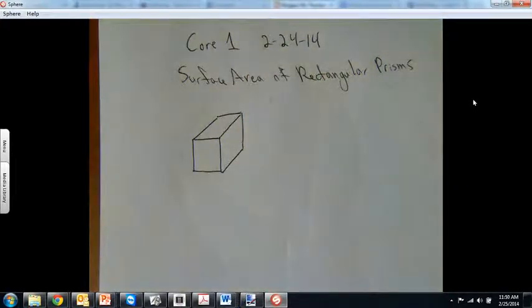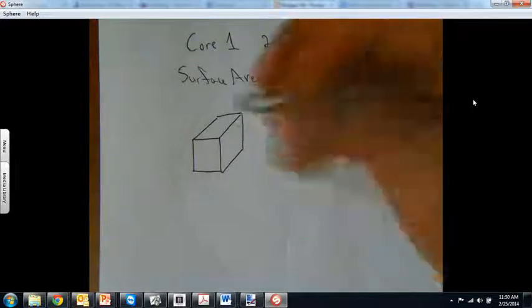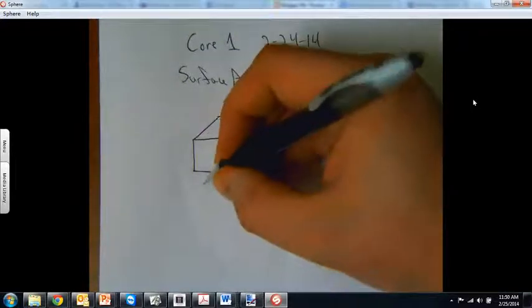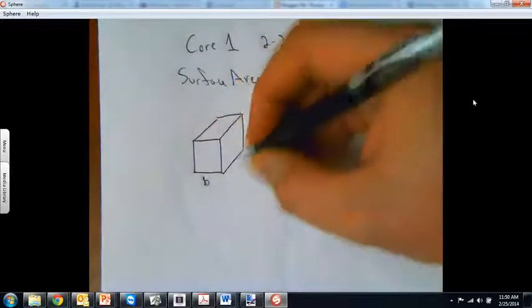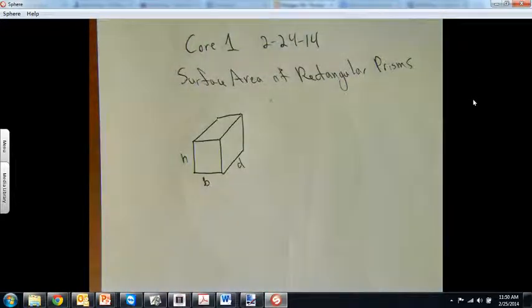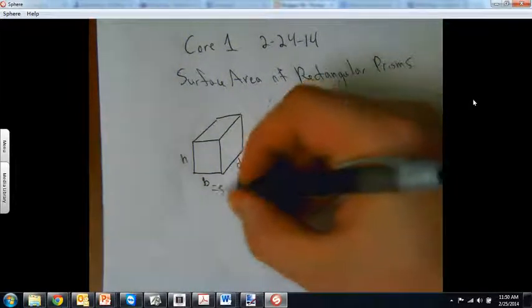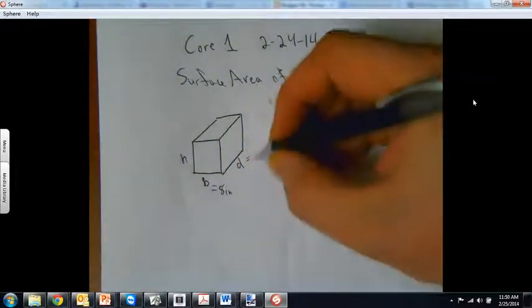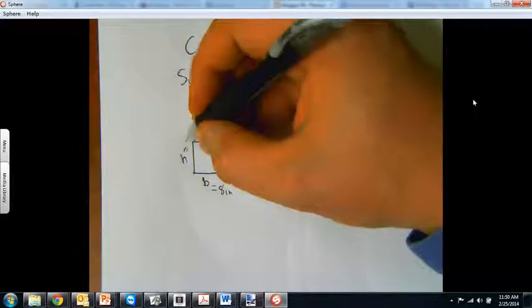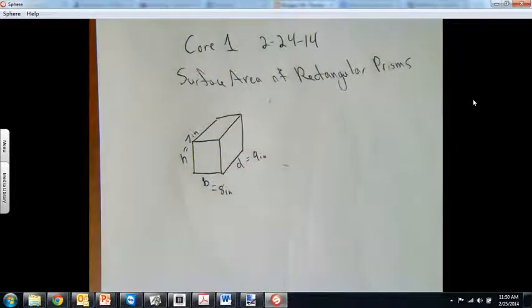Now, I'm going to give myself some measurements. Well, first of all, let's say we have a base, a depth, and a height. Let's say my base is 8 inches, my depth is 9 inches, and my height is 7 inches. So 7, 8, and 9. Just comes out like that.